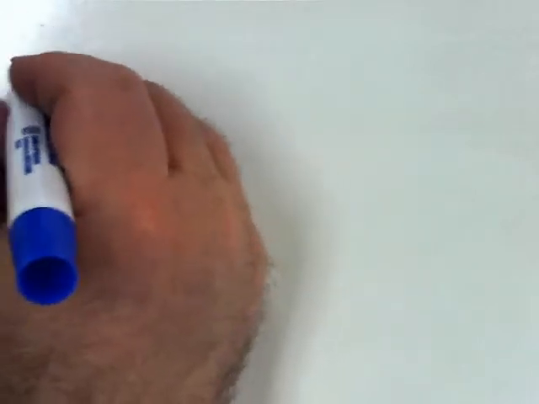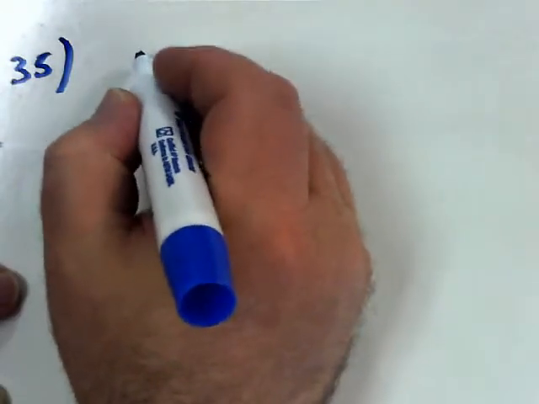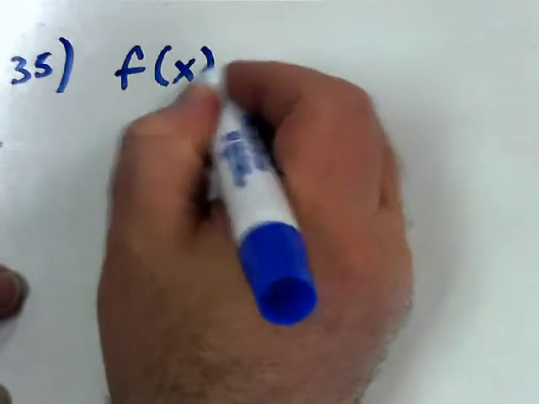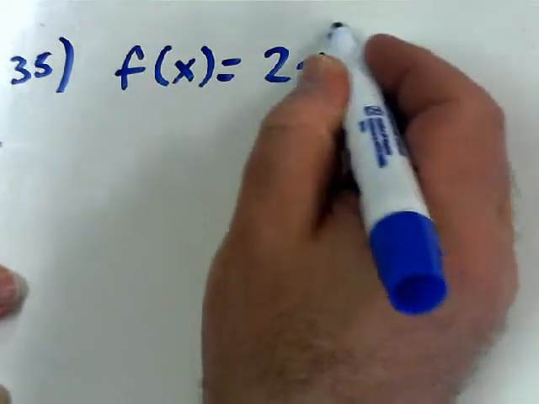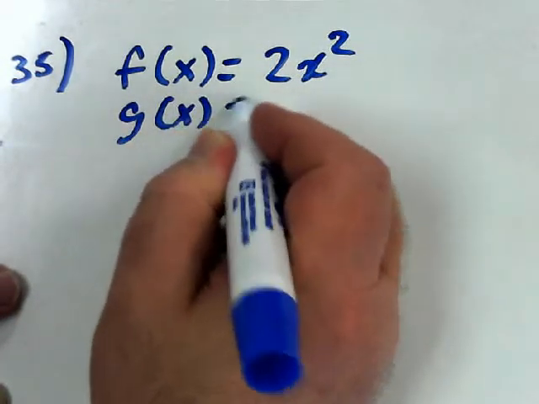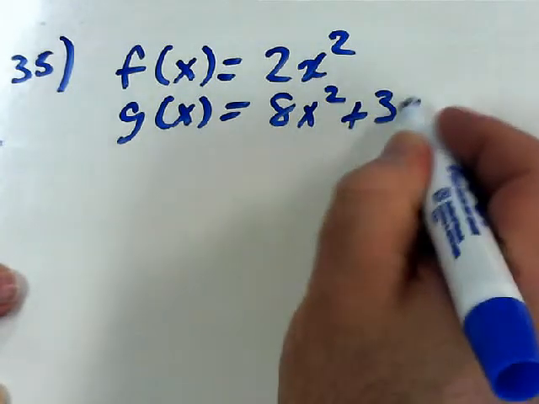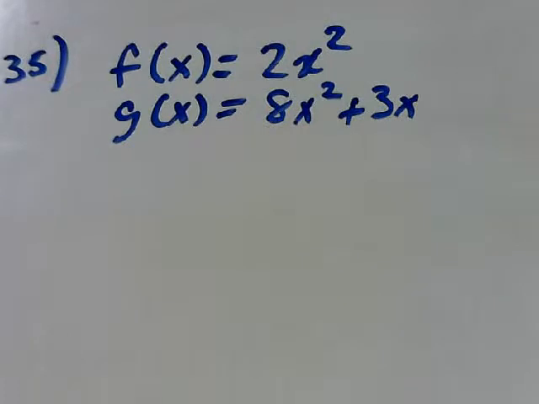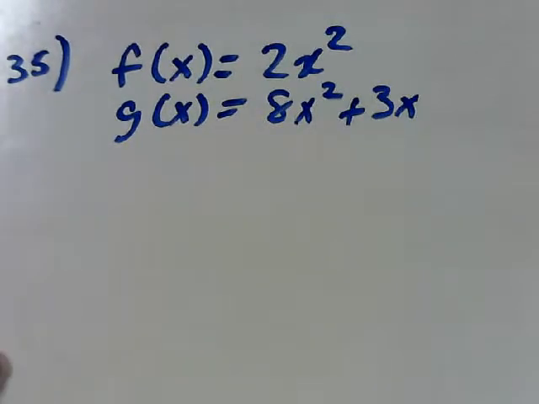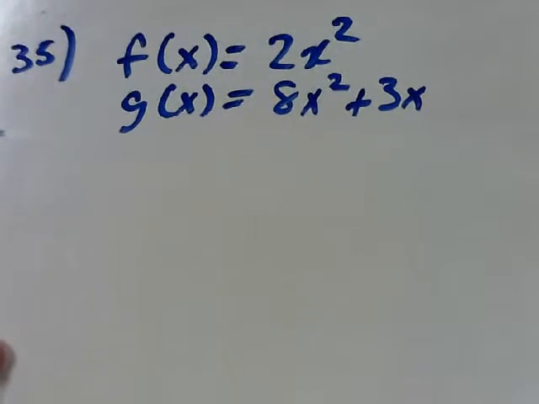So let's do this problem. If I have f of x equals 2x squared and g of x equals 8x squared plus 3x. It's problem number 35.